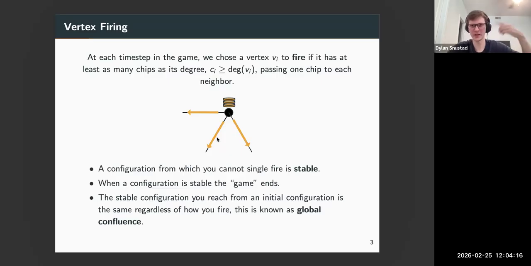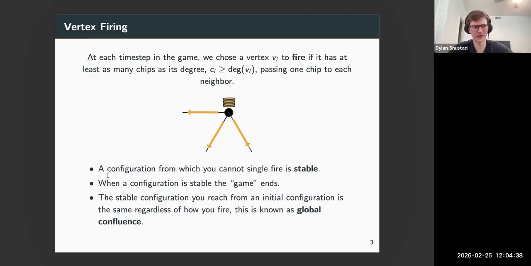Then the idea is we keep choosing vertices to fire and we keep proceeding in this way until eventually we get a configuration that's stable. By stable, I mean no more vertices can fire, so every single vertex has less than its degree number of chips on it.